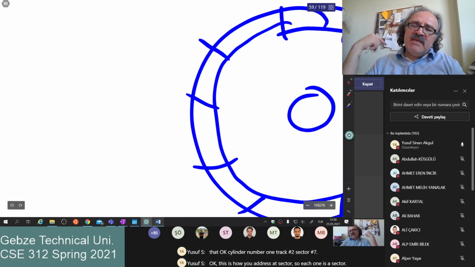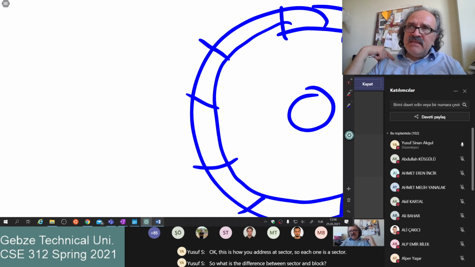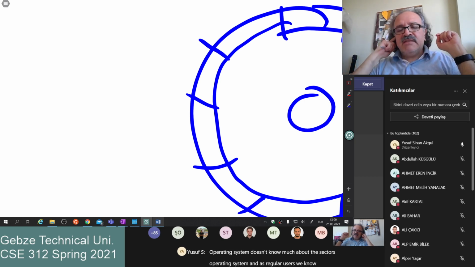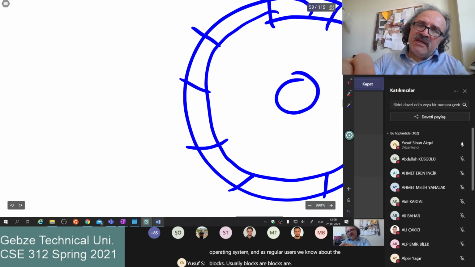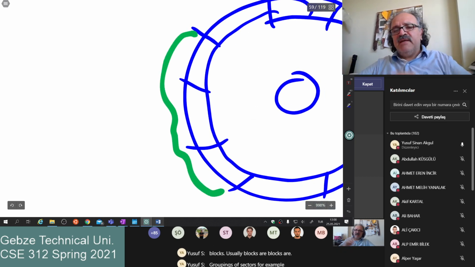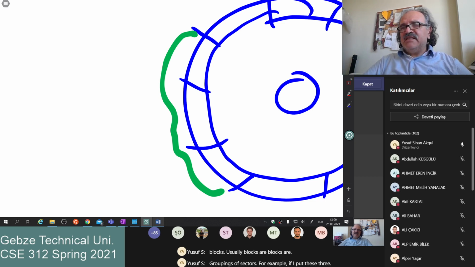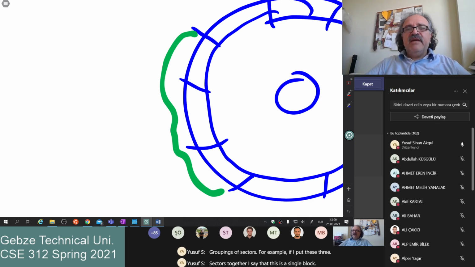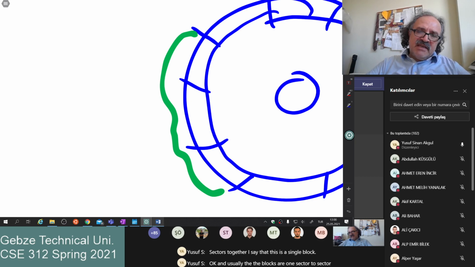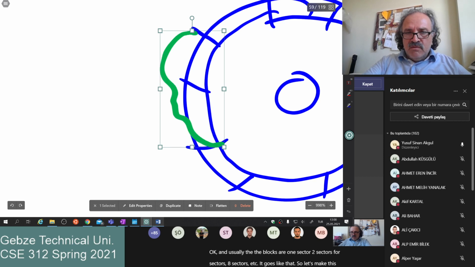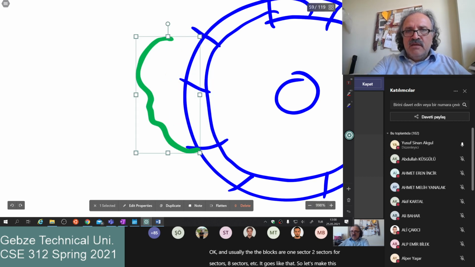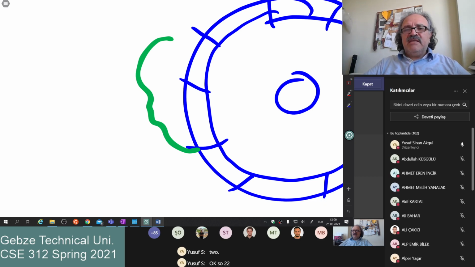So what is the difference between sector and block? The operating system doesn't know much about sectors. The operating system, and we as regular users, know about blocks. Usually blocks are groupings of sectors. For example, if I put these three sectors together, I say that this is a single block. Usually blocks are 1 sector, 2 sectors, 4 sectors, 8 sectors, etc. So let me make this 2. Two sectors are making a single block.